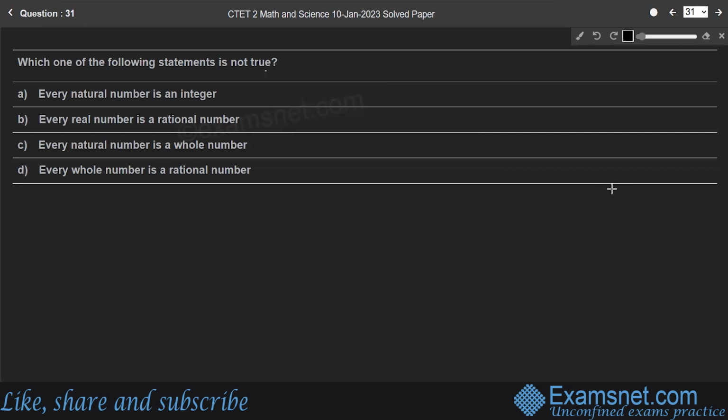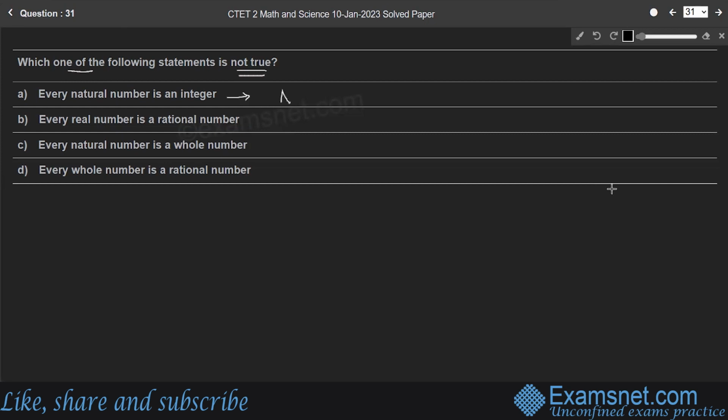Let's begin with the questions which are based on mathematical concepts. Question number 31. Which one of the following statements is not true? So we have to choose the statement which is not true, right? So we'll consider option A. Every natural number is an integer.